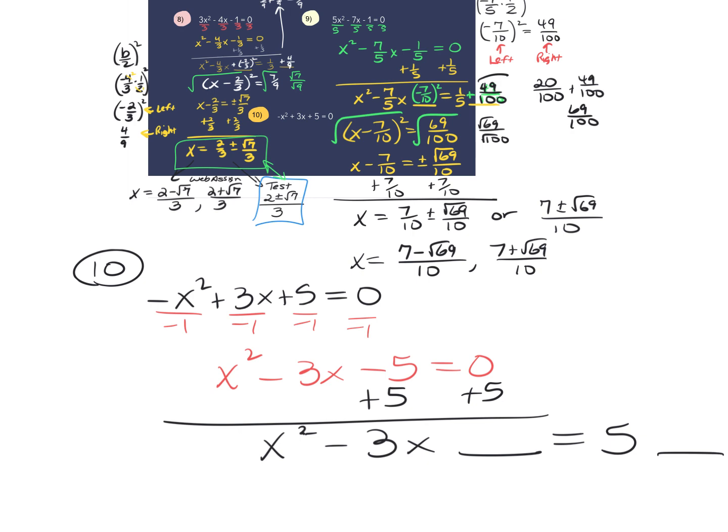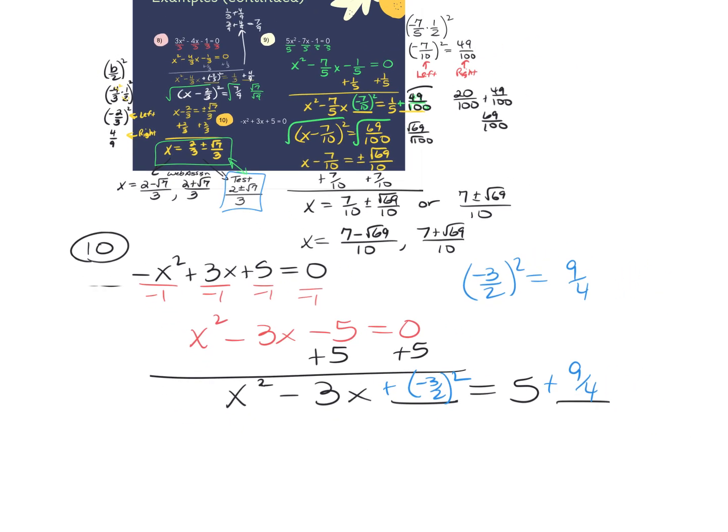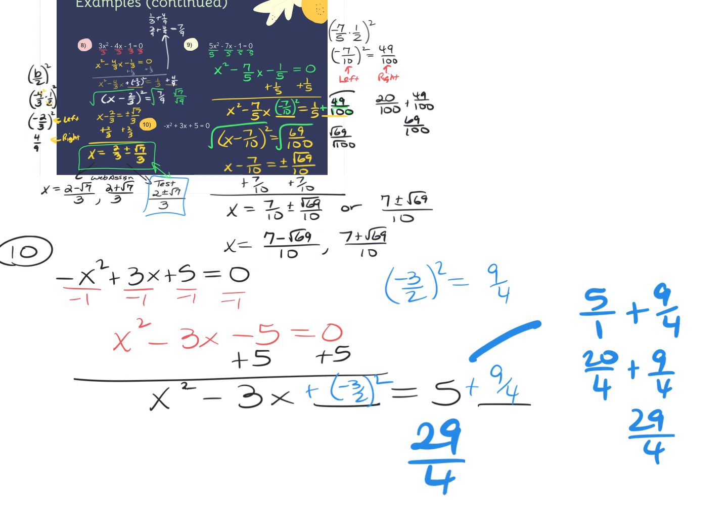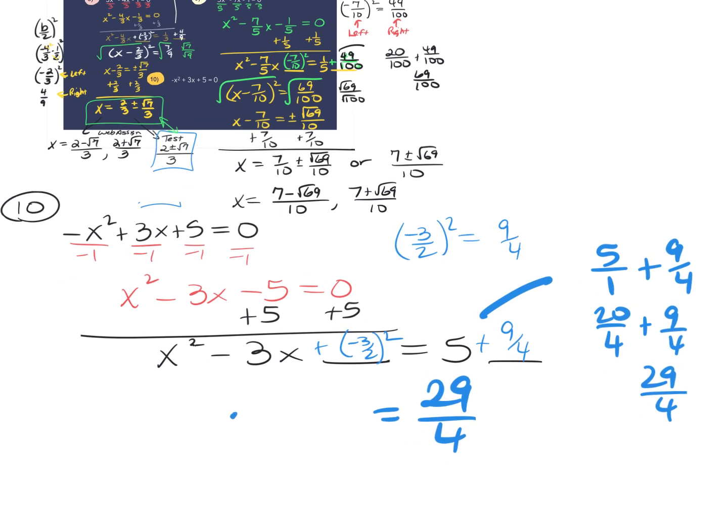Take the b term, divide it by 2, and square it, and this gives me 9 over 4. So plus 9 over 4 on the right, and then here I'll put the plus negative 3/2 squared. I need to find a common denominator. So 5 over 1 plus 9 over 4. This ends up being 20 over 4. And then add the numerators. So this will add to 29 over 4. Factor the trinomial: x minus 3 over 2 squared.